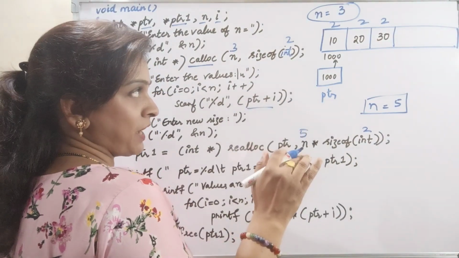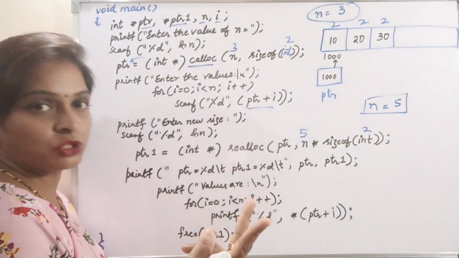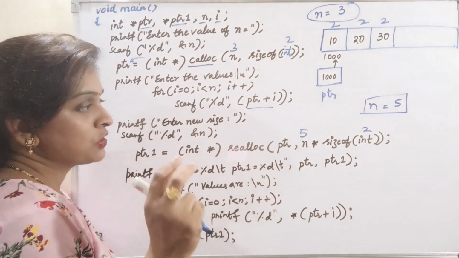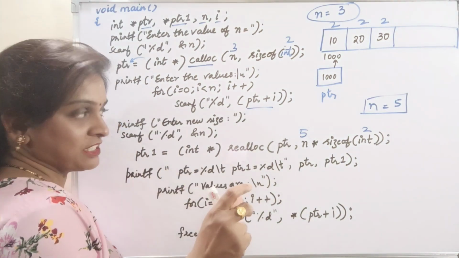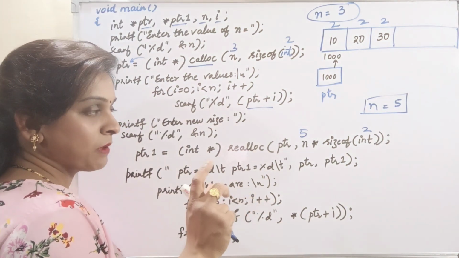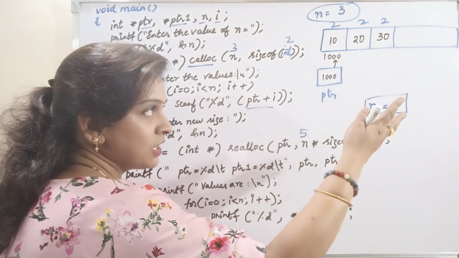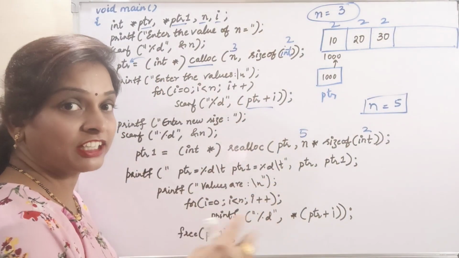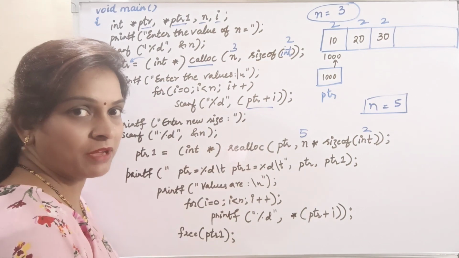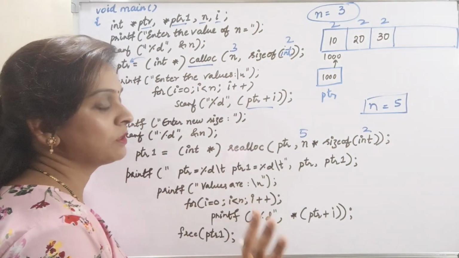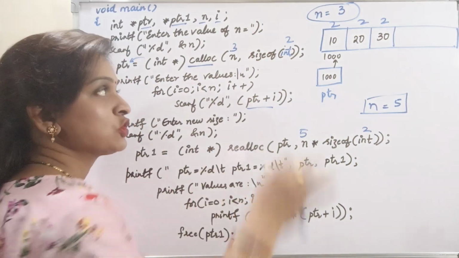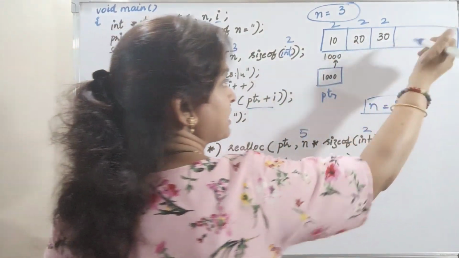Already we have 6 bytes. So 2 more values we need to store. So now it depends on the machine. The memory can be extended or it can be reallocated freshly. New memory can be allocated. Let us assume that the memory has been extended. So from the same base address, the memory is extended.